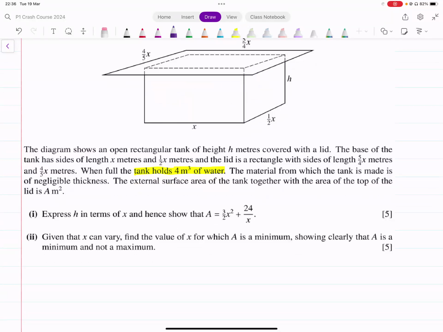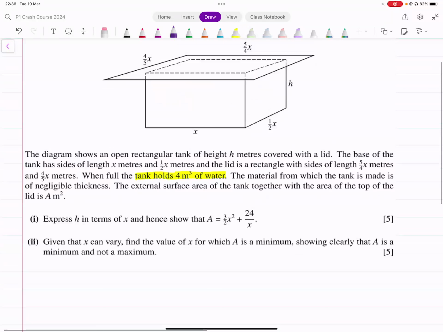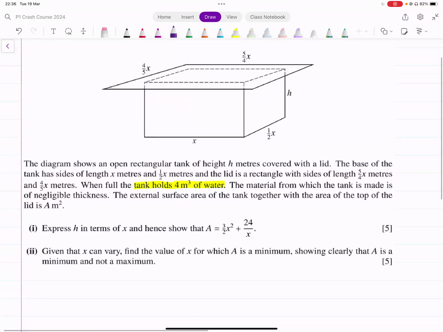Then it says the material from which the tank is made is of negligible thickness. That basically means the thickness of this part, the lid, for instance, and also the thickness of the sides of this container, that can be ignored. All right, so it's negligible thickness. The external surface area of the tank together with the area of the top of the lid is A meter squared.